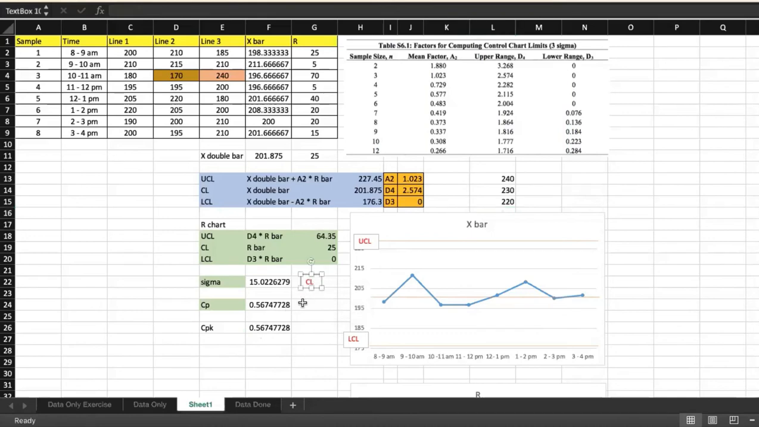So what if I use this one? Let me do Cp equals upper control limit minus lower control limit divided by 6 times sigma, and you have to use parentheses, 6 times sigma. So it goes below 0.22, so it's a really bad process in this case. So that's how you calculate that.